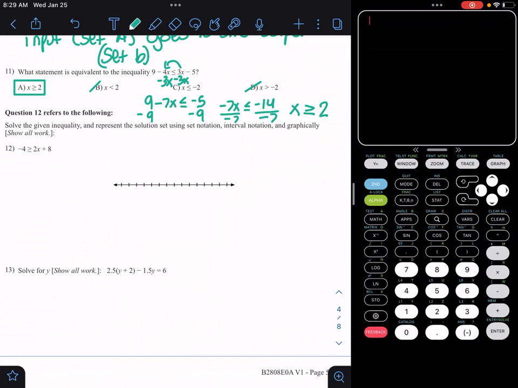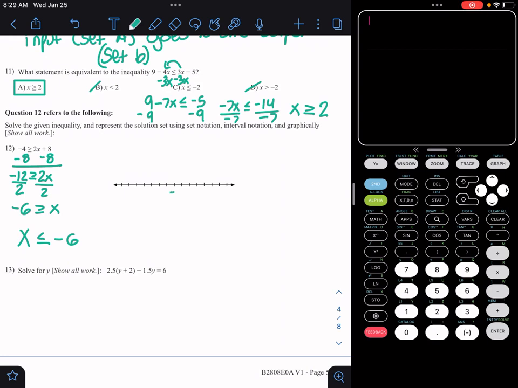Number 12 says, solve the given inequality and represent the solution set using set notation, interval notation, and graphically. All right, let's solve this. To get rid of the 8, I'm going to subtract 8, subtract 8. I would have negative 12 is greater than or equal to 2x. To get rid of the 2, I'm going to divide by 2, and I will get negative 6 is greater than or equal to x. I always want my x, my variable, on the left side, so I'm going to flip this whole entire thing over, and it will look like this.